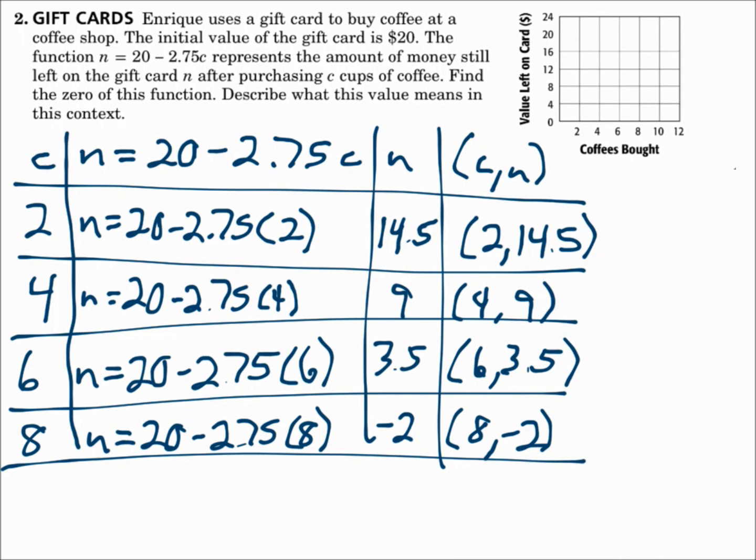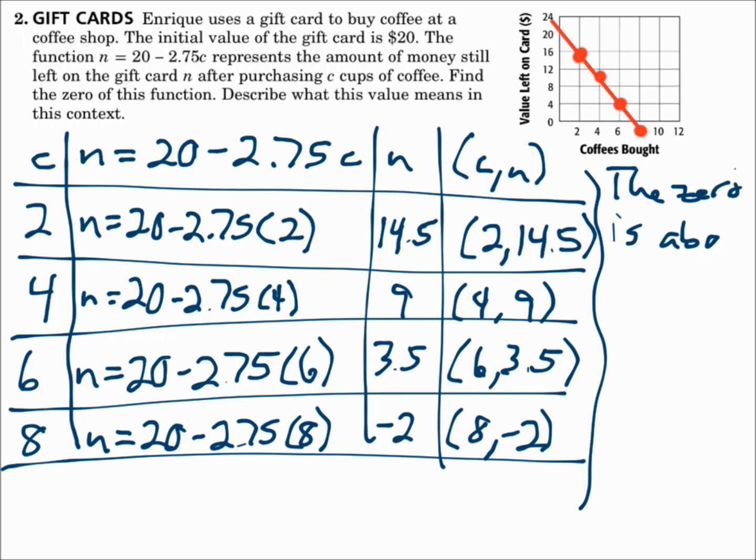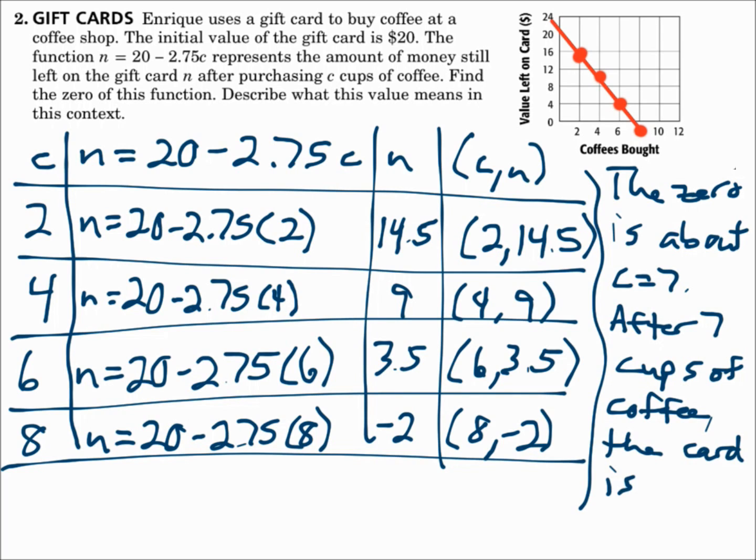So let's plot those points. 2, 14.5, 4, 9, 6, 3.5, and 8, negative 2. When you draw the line, the c-intercept is about 7. So that's what the zero of the function is. That means that after you buy 7 cups of coffee, the card is empty.